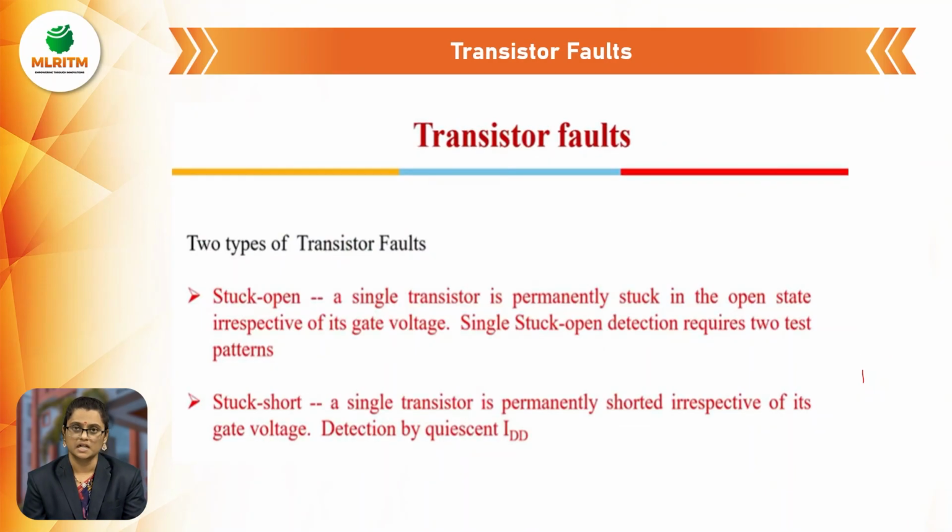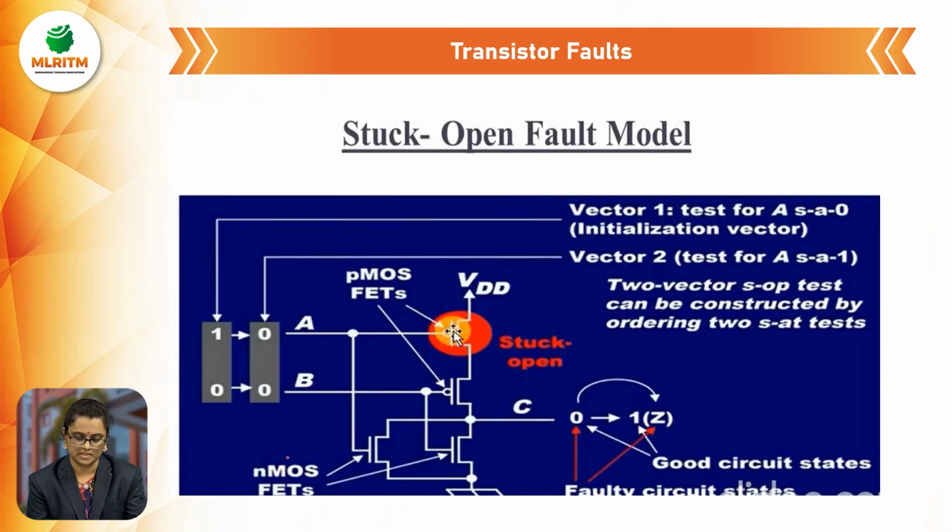And then coming to the transistor faults. Transistor faults are of 2 types, the stuck open or stuck short. So these two are caused by the transistor paths. A stuck open fault means a single transistor is permanently stuck in the open state irrespective of its gate voltage. That is called stuck open fault. And a stuck short fault means a single transistor is permanently shorted irrespective of its gate voltage. That is called stuck short. I will explain with an example.